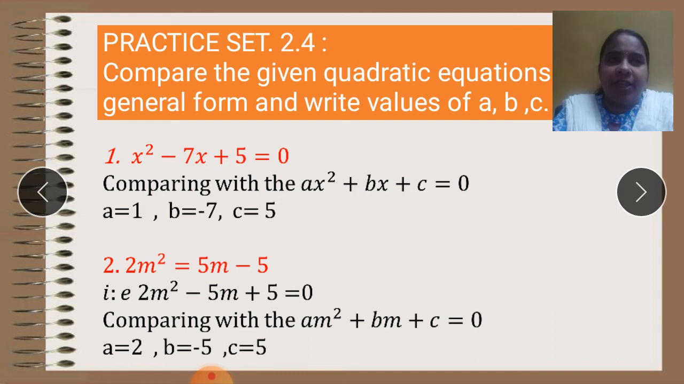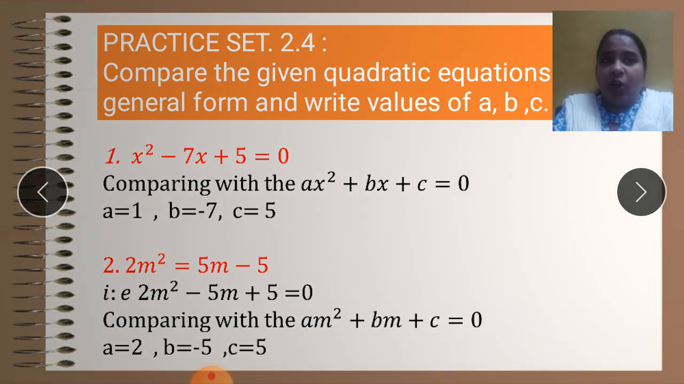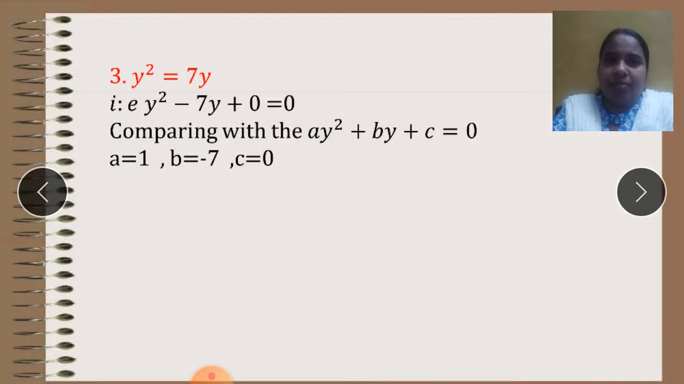These are very easy sums. See, we have not started with the formula method. We are simply doing the initial steps where we need to find the values of a, b, c. Now look at this. y square is equal to 7y. Shifted here, y square minus 7y. Now the c term is missing here, so we will write it as plus 0 is equal to 0. This is a, this is b, and c was missing, so I have written plus 0, because when I write like this, I am not changing the question.